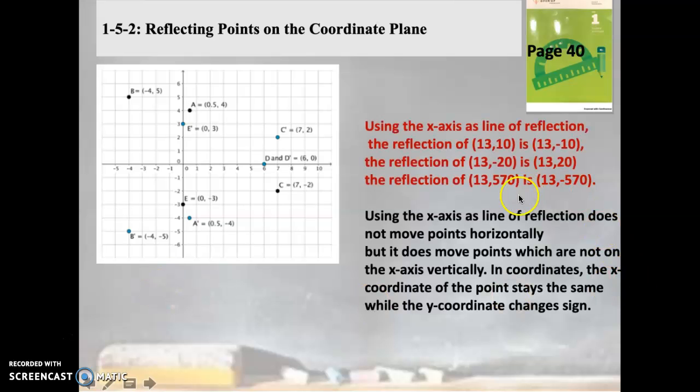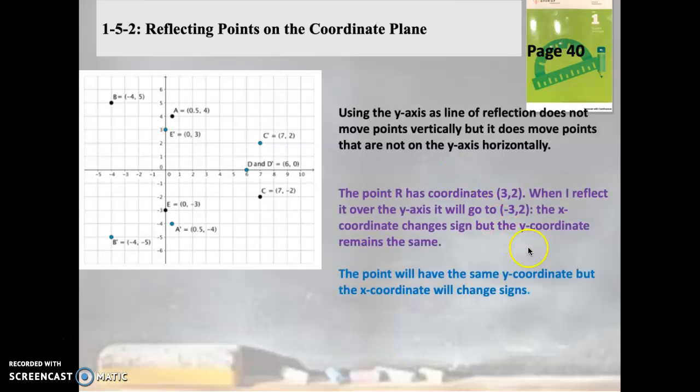So as you can see, as I said really quickly, over the x-axis, you change the y-coordinate. Because if you're going across the x-axis, you're moving up and down to cross over here, which is the x-axis. Up and down is the y. So in this case, y is positive 10. When you reflect over the x-axis, it is negative 10. If it was negative 20 on the y-coordinate, it will now be positive 20, and the x stays the same.